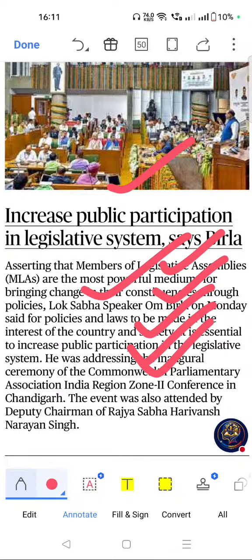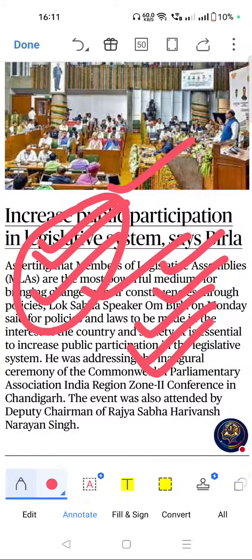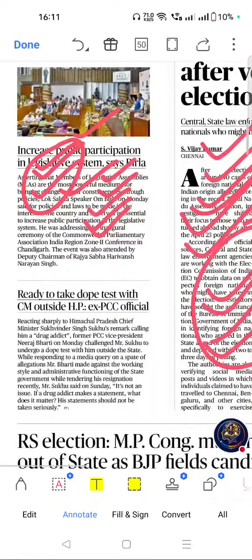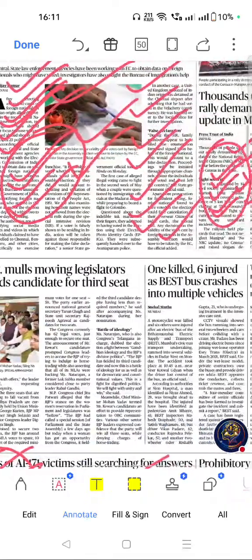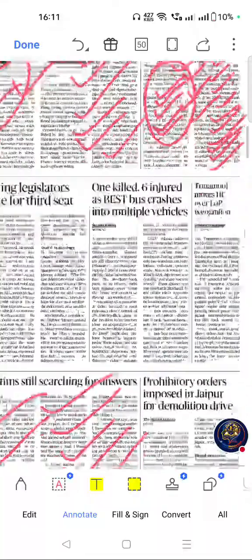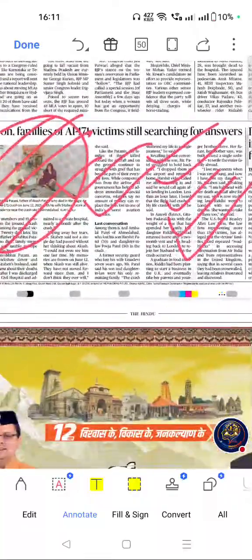If we see, the key themes related to this topic are participatory democracy, legislative accountability, and parliamentary governance. Please go through this one. These are the key themes related to this topic. Move on to the next important articles of this page. Yeah, these are the only important articles from this page.